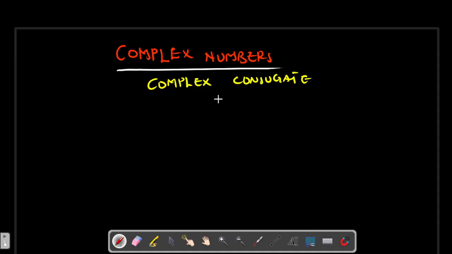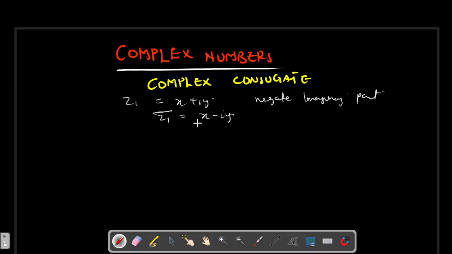When you say complex conjugate, given a complex number z1 which is equal to x plus iy, to find the complex conjugate, you simply negate the imaginary part. So my complex conjugate is simply equal to x minus iy, as simple as that. You just put a bar on it to show the complex conjugate, and it's giving us x minus iy.